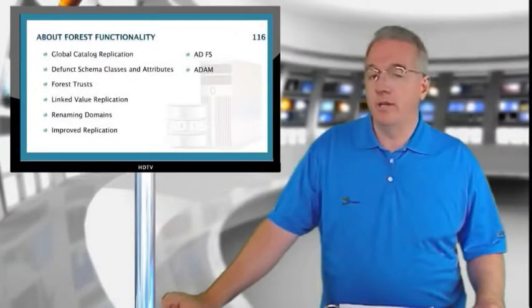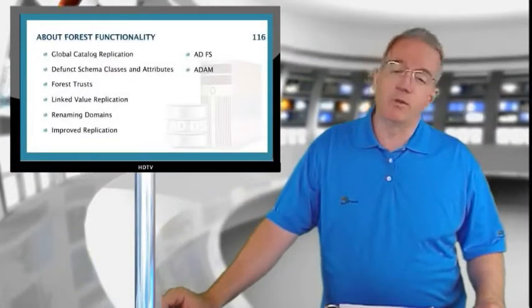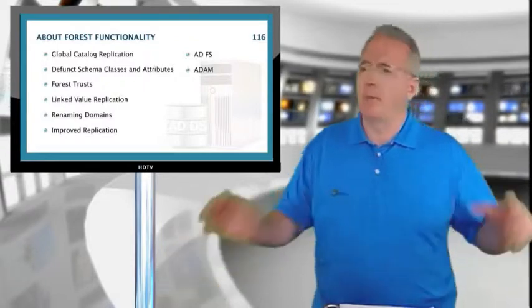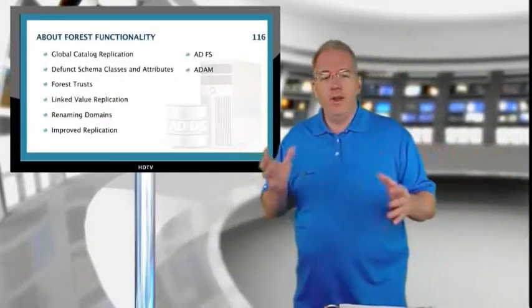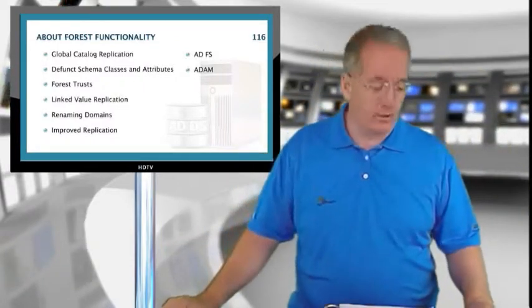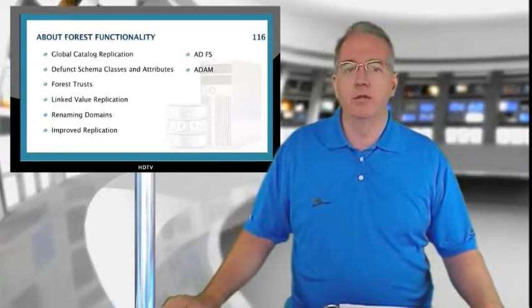We're going to go with a 2008 functional level. We also want to go with a 2008 forest functional level. But before we can do all of that, we actually have to install Active Directory. So let's go ahead and take a look at how we can do that.